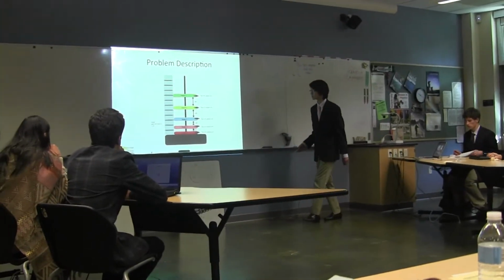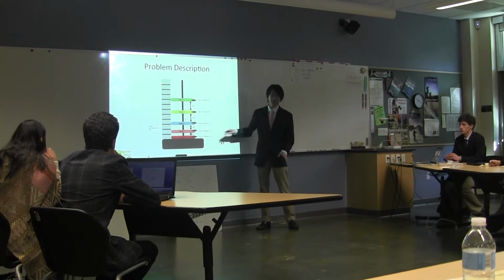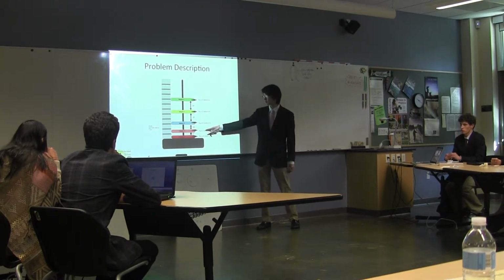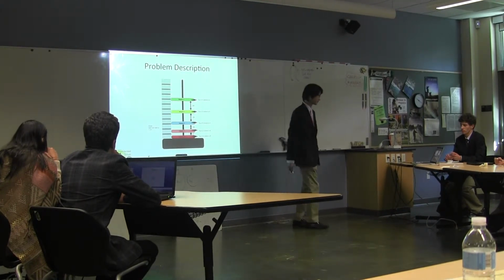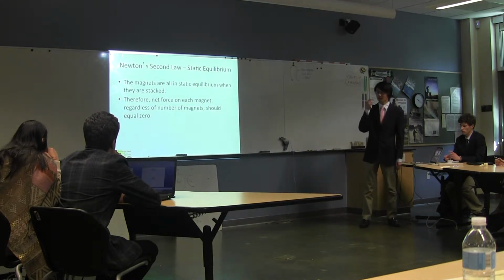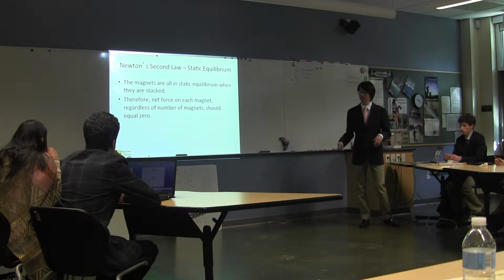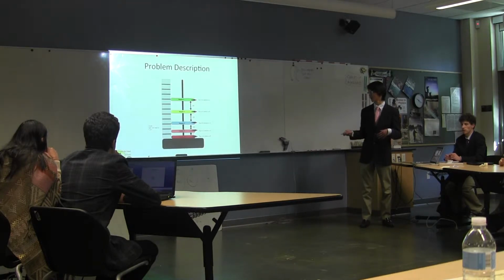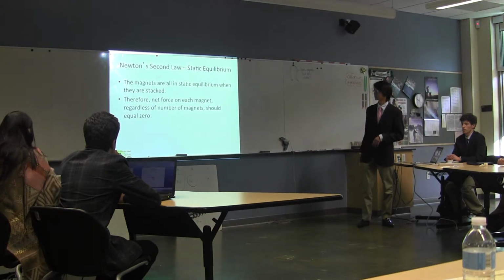Essentially, we denoted the distance between magnet 0 and magnet 1, for any number of magnets, as d1, between 1 and 2 is d2, and so on. Since these magnets are in static equilibrium, because they are at rest, we can produce Newton's second law equations for the net force on each of these magnets and set these net forces equal to 0.